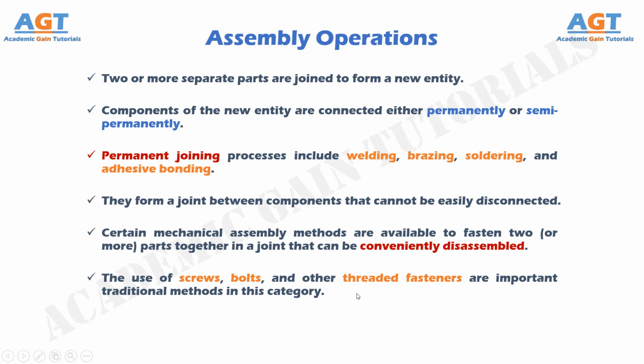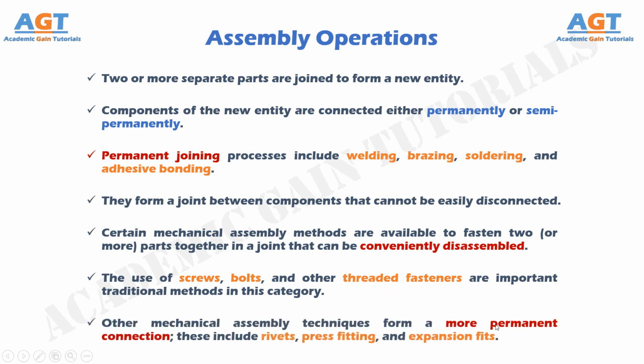Other mechanical assembly techniques form a more permanent connection. These include rivets, press fitting, and expansion fits. Special joining and fastening methods are used in the assembly of electronic products. Some of the methods are identical to or are adaptations of the preceding processes, for example, soldering. Electronics assembly is concerned primarily with the assembly of components such as integrated circuit packages to printed circuit boards to produce the complex circuits used in so many of today's products.